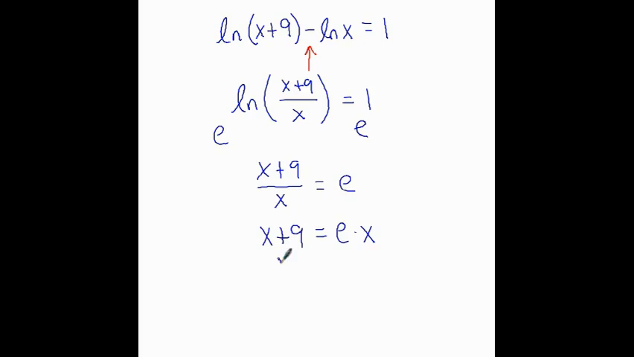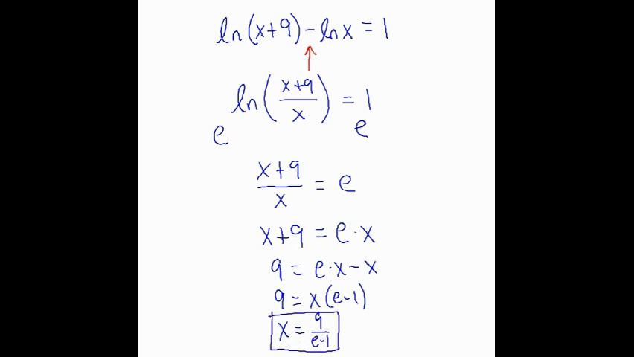We'll subtract x from both sides. We get e times x minus x on the right-hand side. Factor out the x. We get x times e minus 1, and e minus 1 is just a constant. And we get 9 over e minus 1 as our solution. Double checking it, e is greater than 1, so the denominator is positive, which means the whole thing is positive.